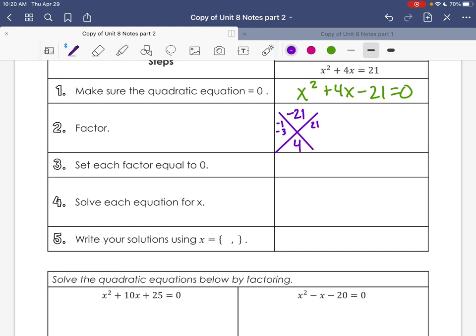Negative 3 and positive 7 is the next one because 21 won't divide by 2. Well, negative 3 plus 7 is 4. So this is the pair that we were looking for. So when we factor this, we would get x minus 3 and x plus 7 equals 0.